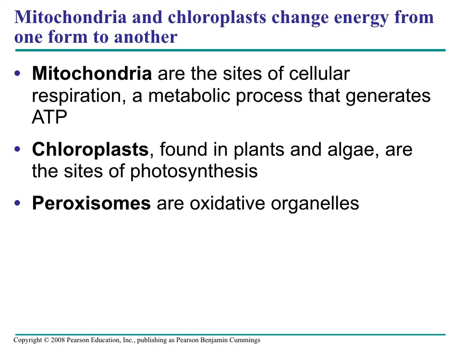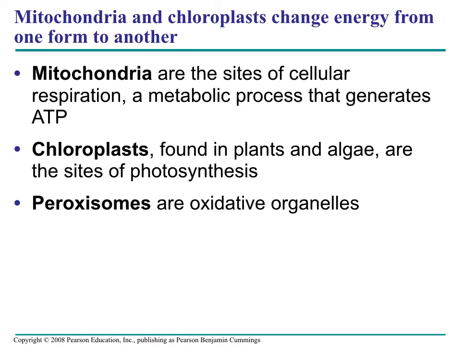So today we're going to continue our tour around the cell. We're going to pick up where we left off and talk about the mitochondria, the chloroplast, and the peroxisomes. The mitochondria is the site of cellular respiration, which is a metabolic process that generates ATP. This is where you break down carbohydrates such as glucose. When you do, it lets off energy that can then be used to make ATP, which is the energy currency the cells use to perform work.